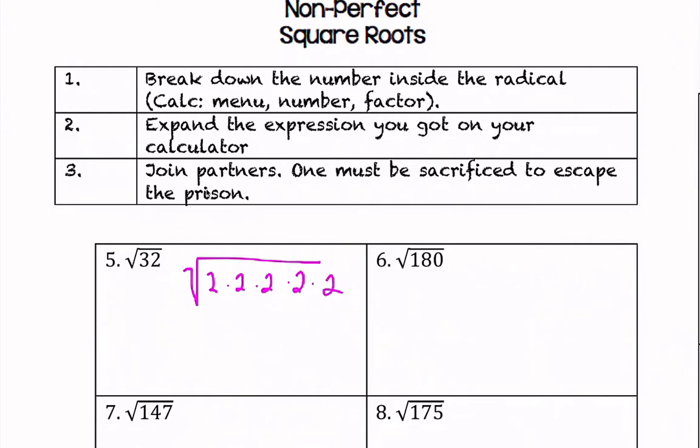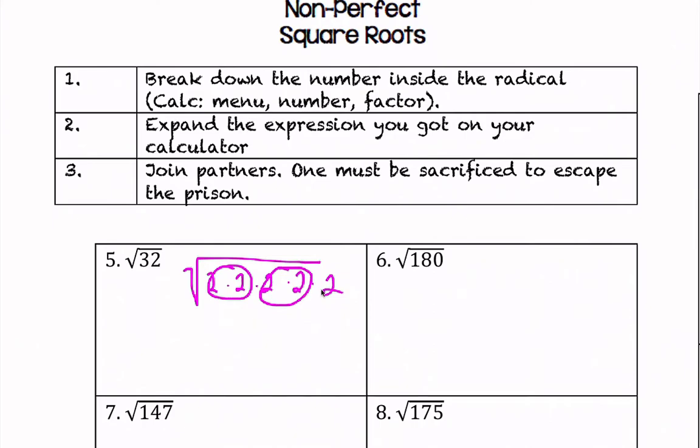Okay, so it says join partners. One must be sacrificed to escape their prison. This is a story that a friend of mine told me, and I liked it. Think of this square root as a prison, okay? And our goal is to escape prison. In order to escape, you have to pick a partner that looks like you, because you're going to use that person as your diversion so you can make your grand escape. So notice this 2 looks like this 2, so they're going to partner up. This 2 looks like this 2, so they're going to partner up. There is no other partner for this one, so he's just stuck.